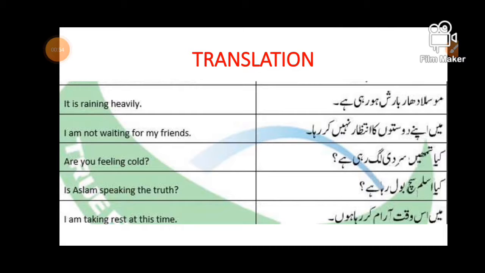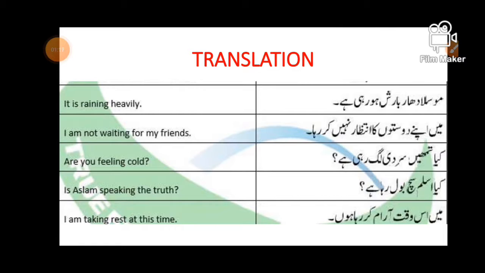I'm not waiting for my friends. This is a negative sentence. That's why we have put not here. Are you feeling cold? This is an interrogative sentence. So the helping verb will come out from the sentence. And are you? We use are with you. So, are you feeling cold?